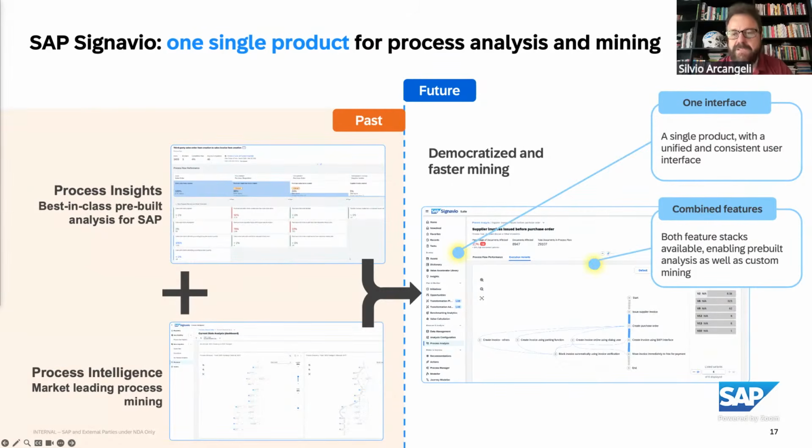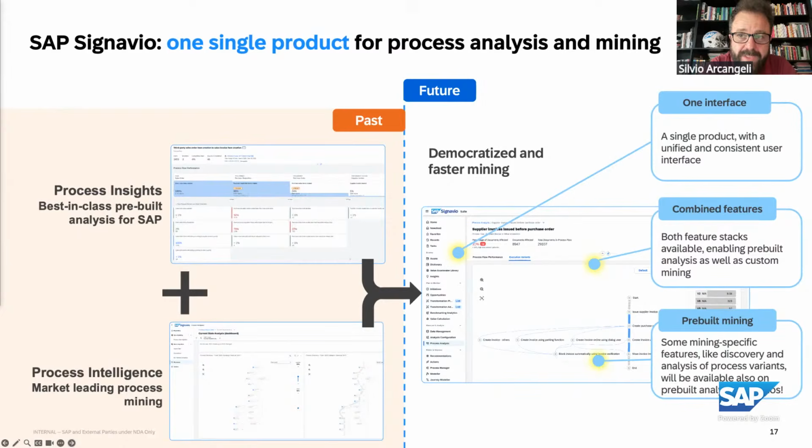The combined feature set. So you will be able to use features from both Insights and Intelligence. And of course, if you only use the Process Insights data and the Process Insights features, you will spend less. If you start using also Process Intelligence features and Process Intelligence data, the consumption will increase, and vice versa. But as I said, that is totally flexible. So it's up to you to decide how much you want to use. And in terms of UX and deployment, it will be seamless.